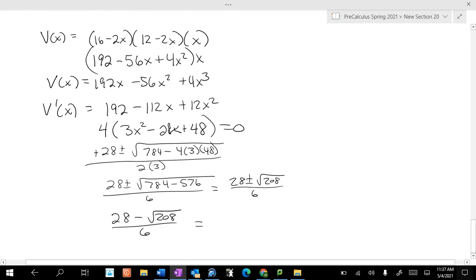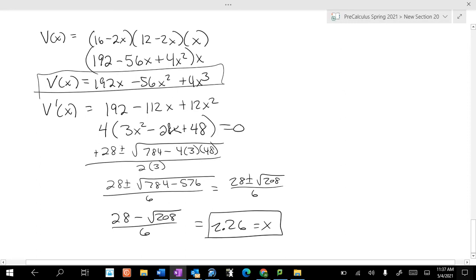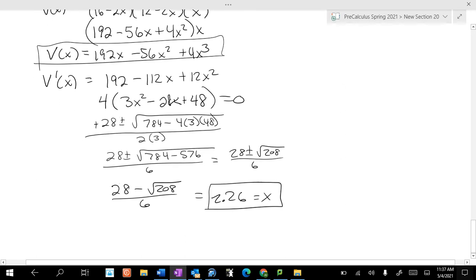28 minus 3.26. So 2.26, okay. So we're going to cut off 2.26 off of each corner. So this is the value of x that maximizes the volume. This is the volume function. And so what is the volume of it? Well, you've got to stick 2.26 into that function to figure out the volume. So take 2.26 times 192 minus 56 times 2.26 squared plus 4 times 2.26 cubed.